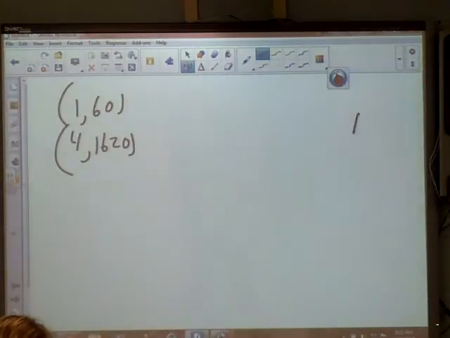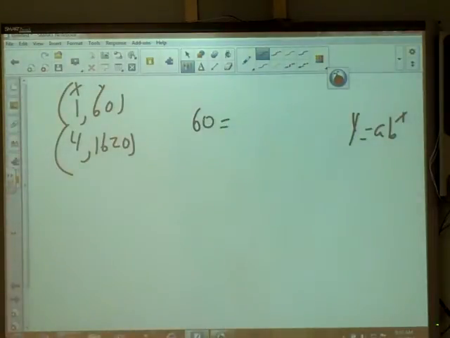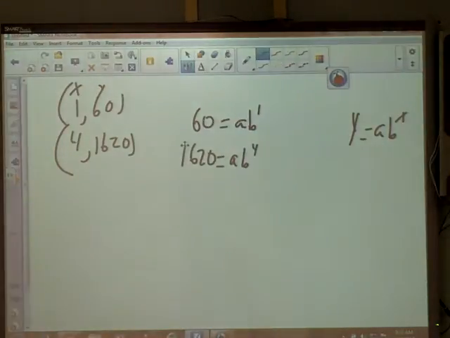But here we go with these. Remember, the exponential is y equals ab to the x. This is my x and y, so I'm going to start off with 60 equals ab to the 1, and 1,620 equals ab to the 4. That was first thing, was we wrote our 2 equations. Now I'm going to solve this first one up here for a, so it's being multiplied by b, so I'm just going to divide by b. So a would be 60 divided by b.